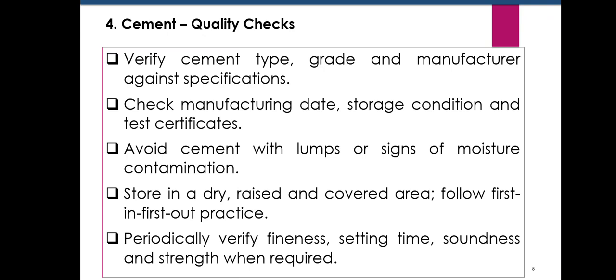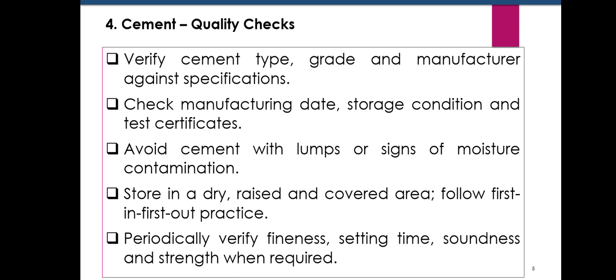Now, let us consider cement quality control. So, we must verify the cement type, grade, and manufacturer against the project specification. The manufacturing date, storage condition, and test certificate should also be checked. Cement should not contain lumps or show signs of moisture contamination.